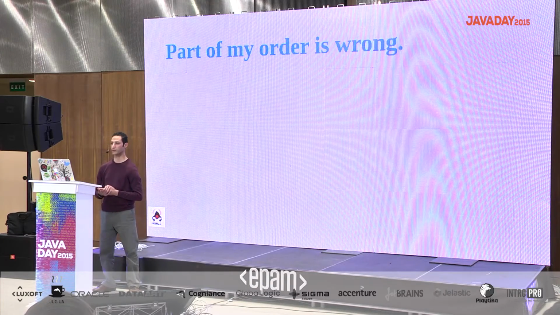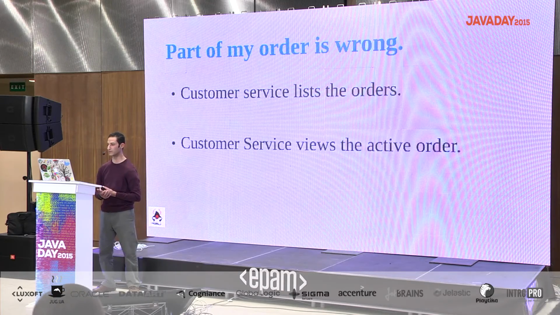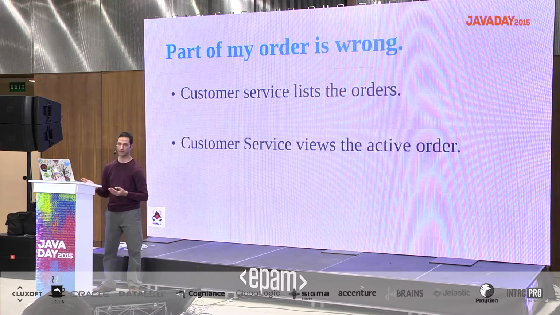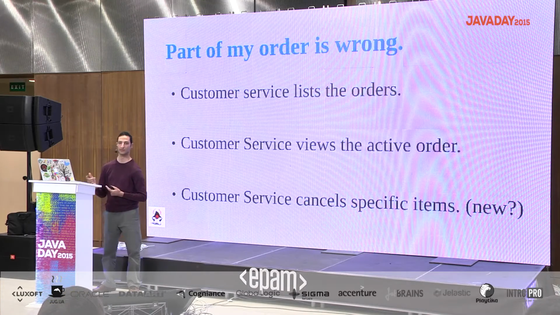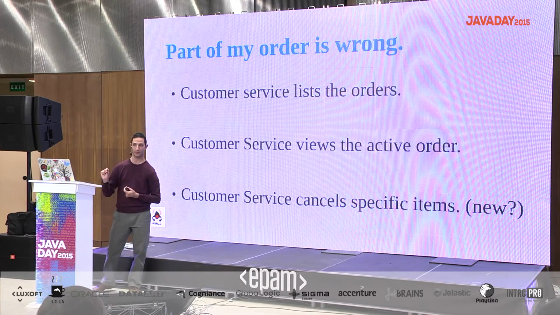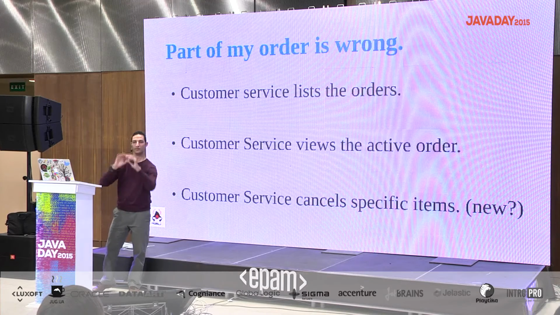What if part of my order is wrong? Customer service lists the order. We already did this. Customer service views the active order. They can get the status of the order. Customer service cancels a specific item. They can use the resources we already created. This is a new step. We didn't write this step before, but when you think about the design, you are just canceling an item inside the cart of your order, because the order is described by the cart. So we already have a URL for this.